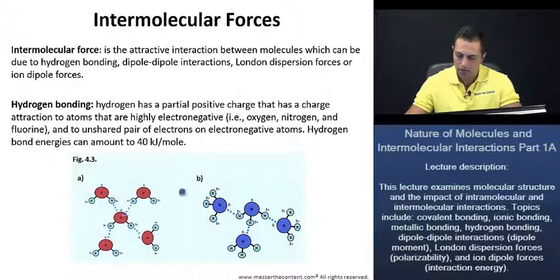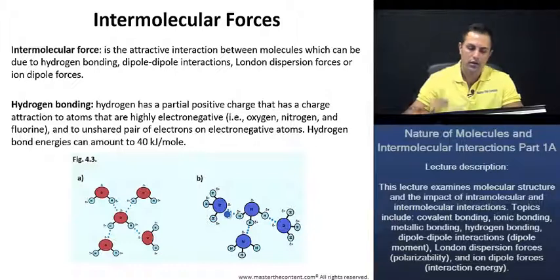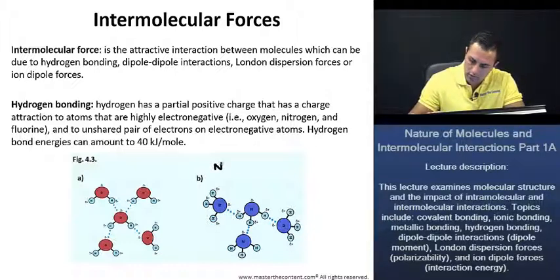Now, if we look here at figure 4.3b, we see with our ammonia here, we're going to have hydrogen bonding taking place as well between the partial positive charge of the hydrogen atom and the unshared pair of electrons on ammonia. And although we can't see them here, I'll just go ahead and I'll draw them in for us as such.